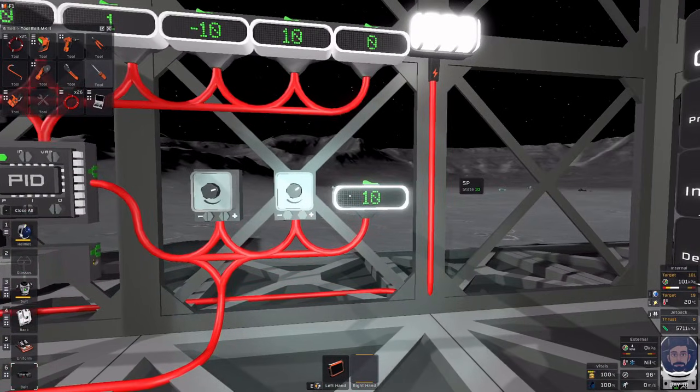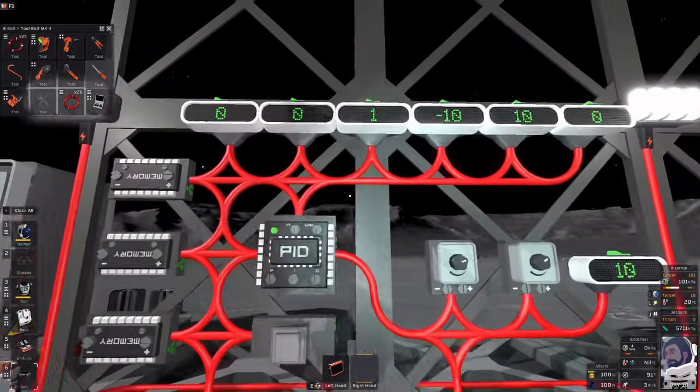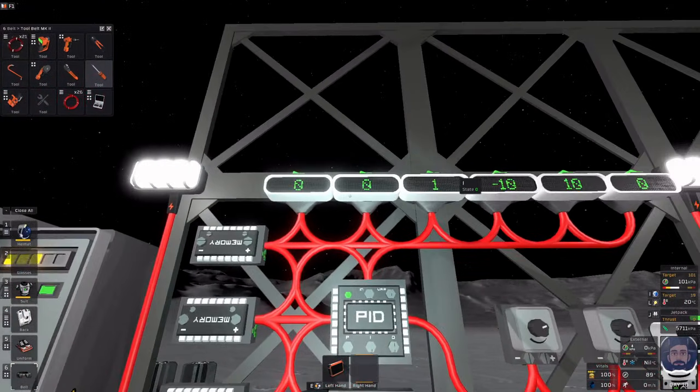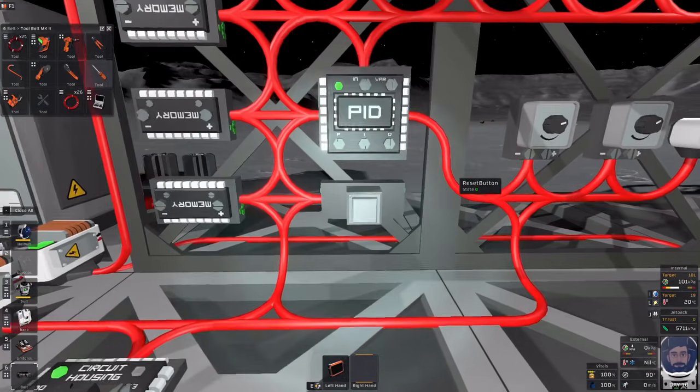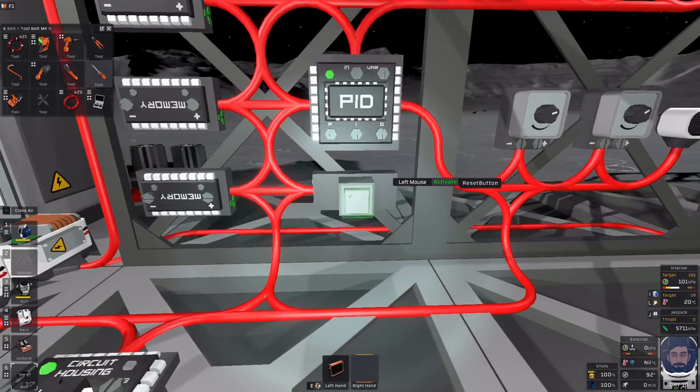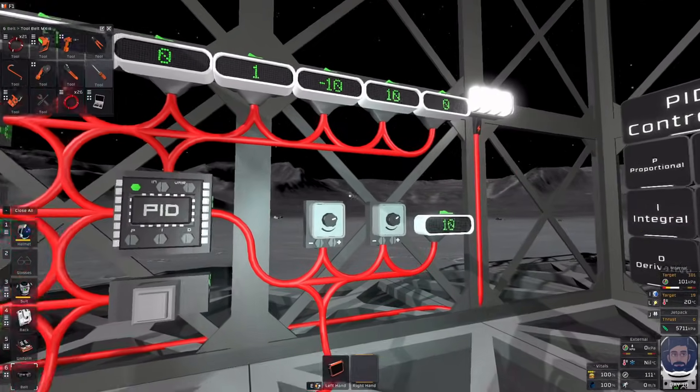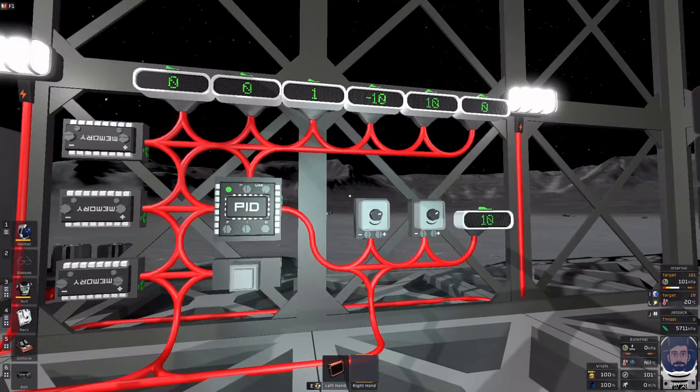You need to write your set points that you want, and then you also need to write your P, I, and D. And then finally, make sure you have a reset button for a reset pulse to reset the thing, because it can be easy to mess it up.